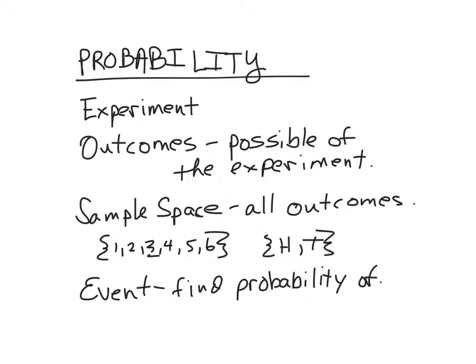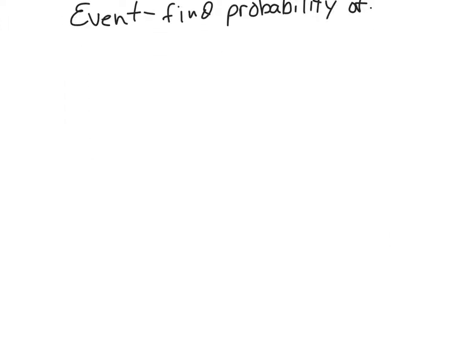But it doesn't have to be that straightforward. I could also say, what's the probability of rolling an even? In that case, I'm looking at 2, 4, and 6, which is another subset of the sample space. So we find the probability of events. Okay, now there are two types of probability. There is theoretical probability, and there is empirical probability.